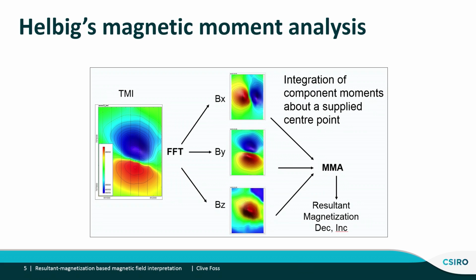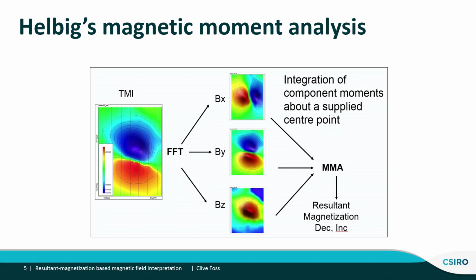The X, Y, Z components we can derive from TMI data by an FFT transform. The FFT transform depends only on the geometric direction of the field. It doesn't depend on the source magnetization. So in the case that we have a dipole, we have an analytic proof that we can recover its magnetization direction from the magnetic field.